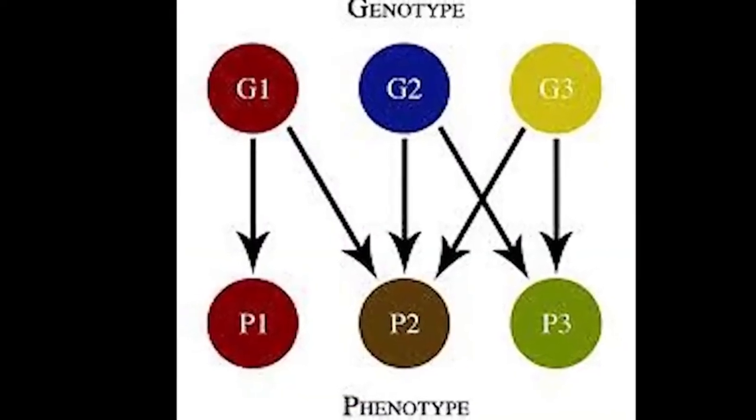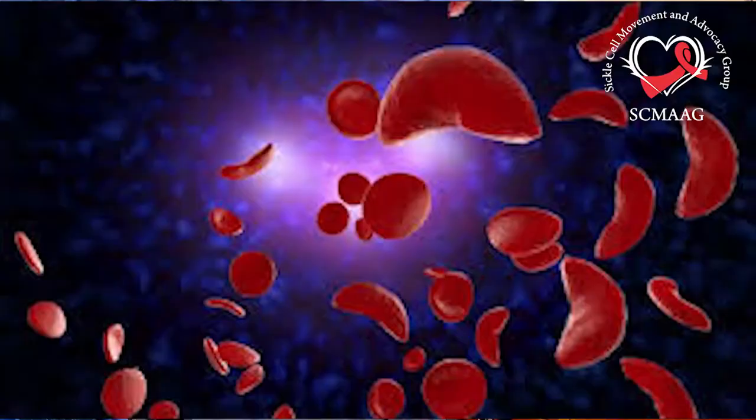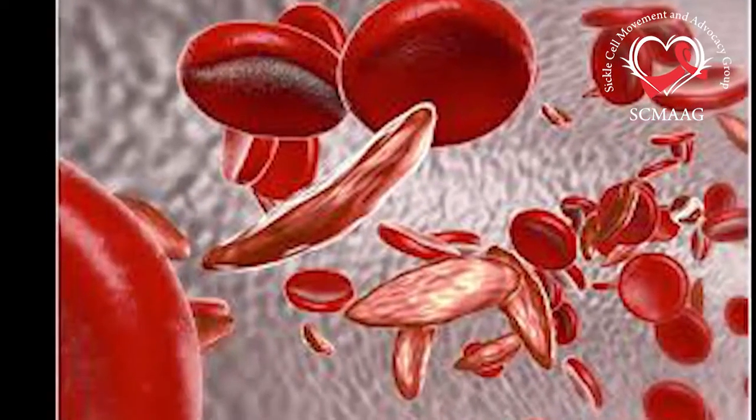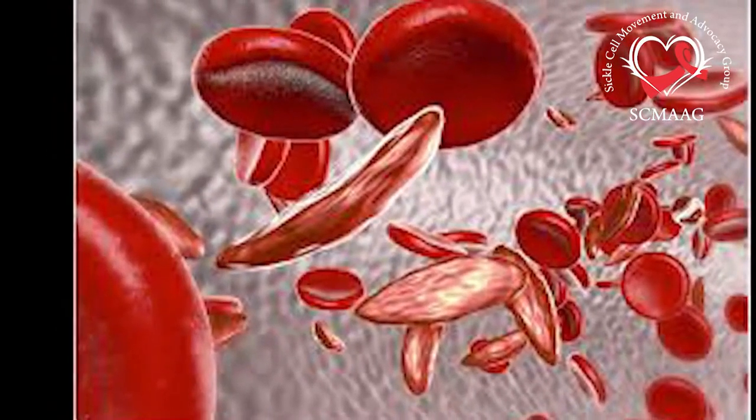So if peradventure these individuals inherit these other forms of hemoglobin alongside a normal adult hemoglobin, then you can have something like hemoglobin AD, hemoglobin AE, hemoglobin AO. Or if they inherit these other forms of hemoglobin with the hemoglobin S, then you can have hemoglobin SD, SG, SO, SE, and stuff like that.